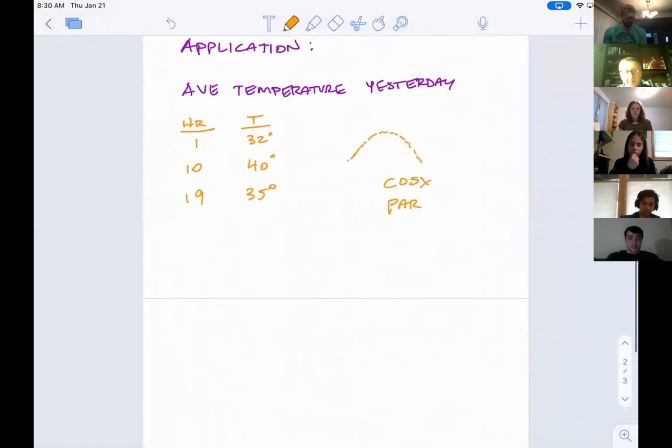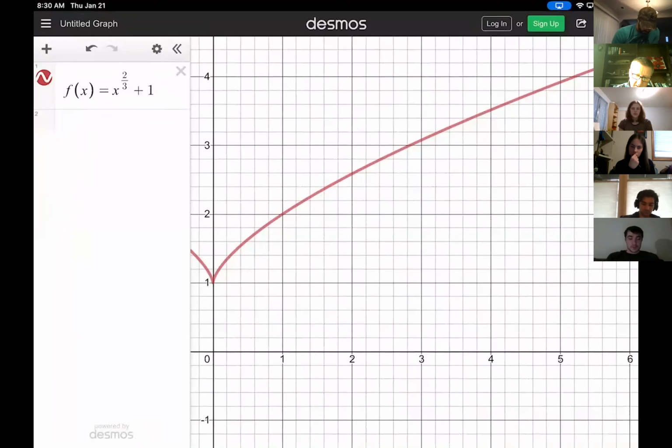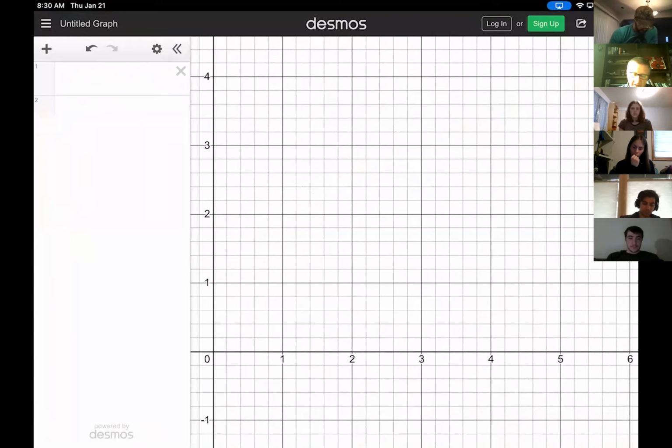And so part of me wants to pick the parabola because we're really good at taking integrals of parabolas. But cosine feels more realistic, but I don't know, let's play with both of them. Let's see, so I have the Desmos app on here and let's play with this. So what you've got to do in Desmos is enter the data in just like you do in your calculator.